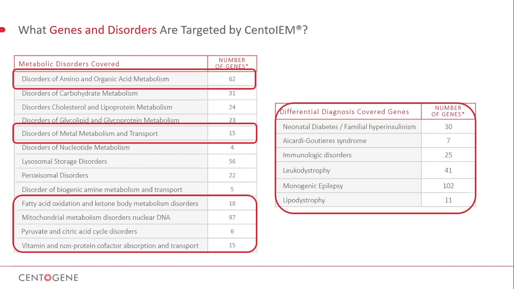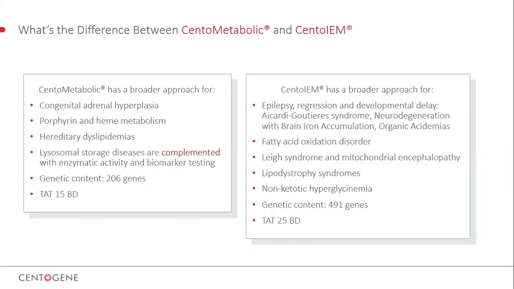If we pay close attention, we notice that it has better coverage, especially for those not so common organic acid metabolism disorders. It also has good coverage for those disorders involved with energy production. And as you notice, there are also some relevant differential diagnoses of genetic cause included, like some monogenic epilepsies or some familial hyperinsulinism.